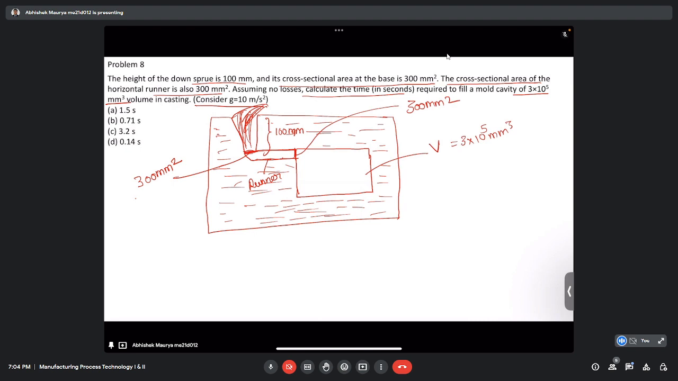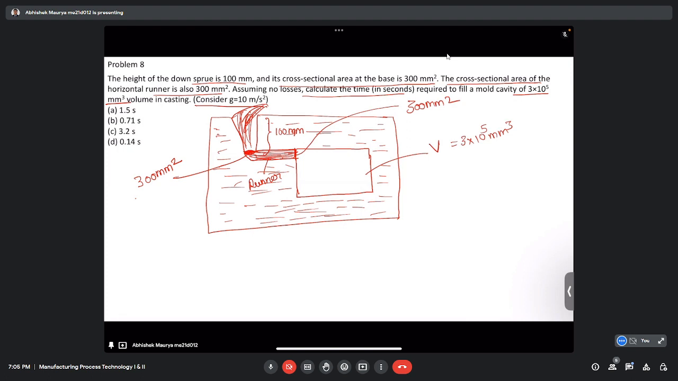So now molten metal is filling inside this cavity. What we have to find out is how much time it will take to fill the cavity. Since the cross section area of the runner is the same as the cross section area at the bottom of the sprue, whatever the flow rate will be here, that will be the same throughout the runner. So in this region, the flow velocity will be the same as the flow velocity at the bottom of the sprue.